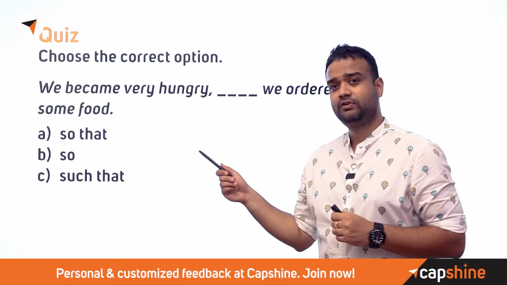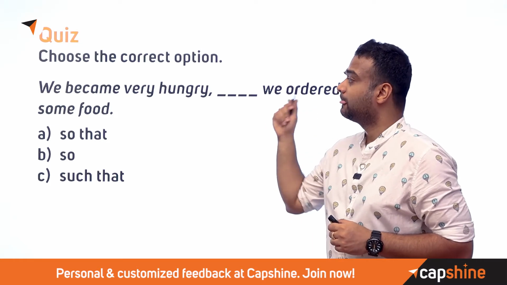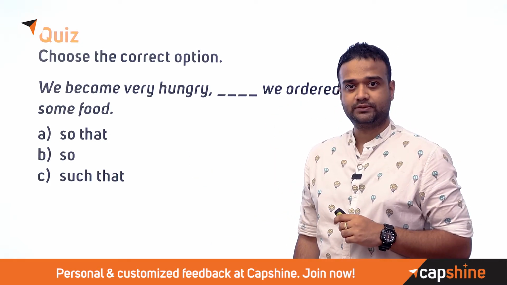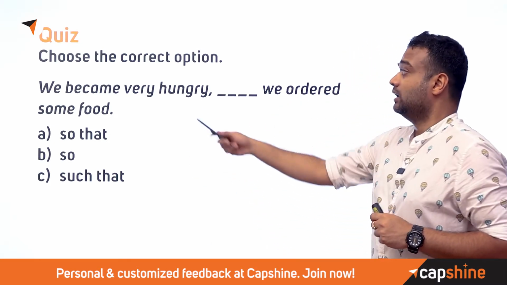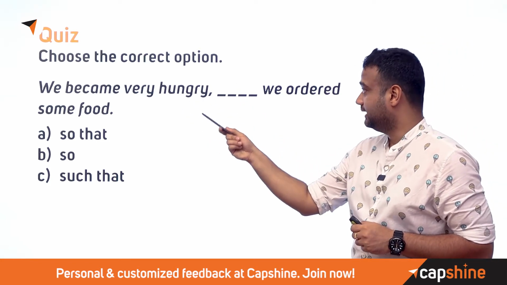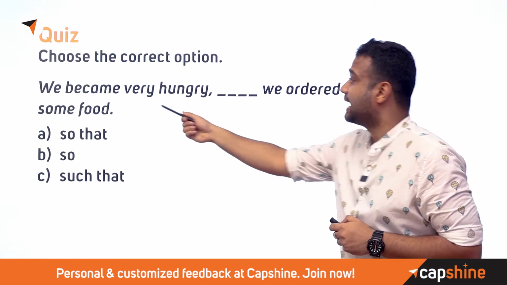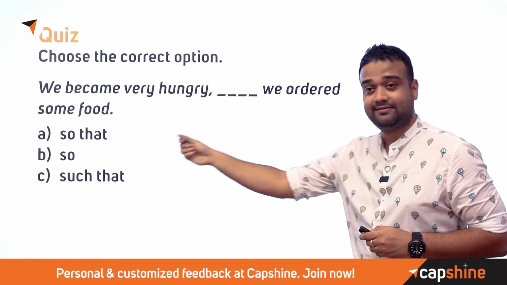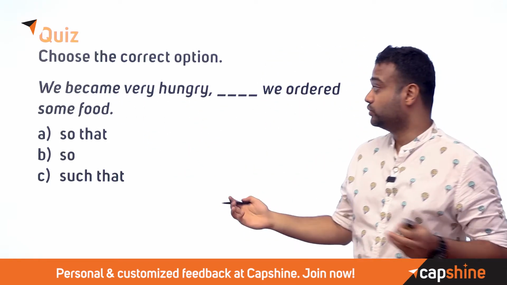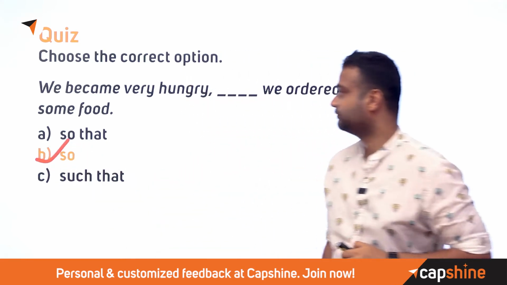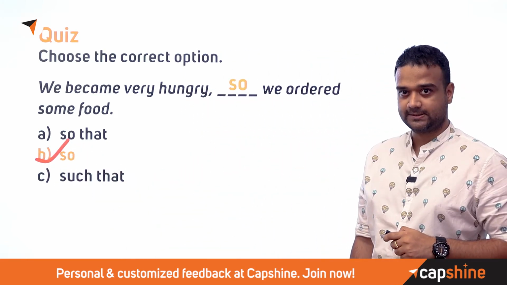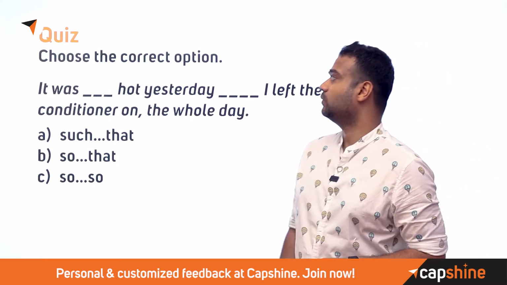You can pause the video if you'd like, read the sentence, and tell me which of these is the correct alternative. Right, so the sentence says, we became very hungry, blank, we ordered some food. So this is an explanation and this is the event itself. You're going to use so. And of course, so is the correct answer. Great. Let's look at another one.